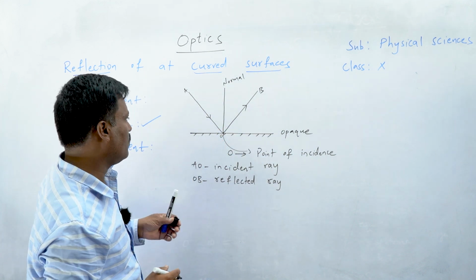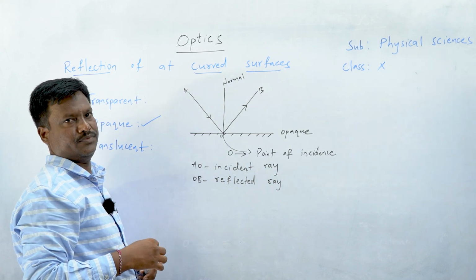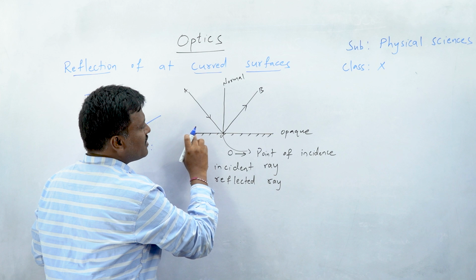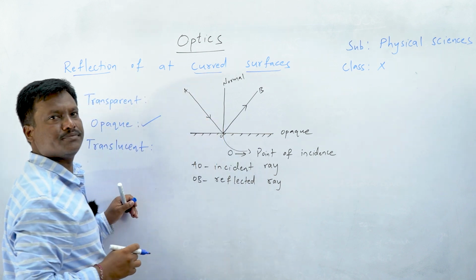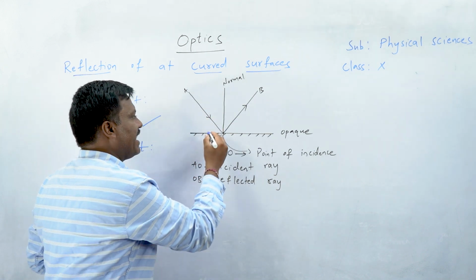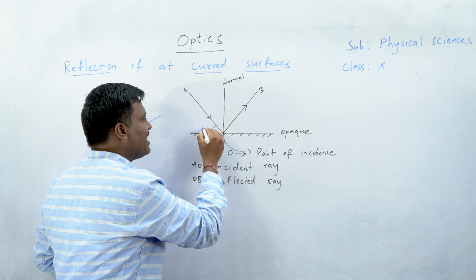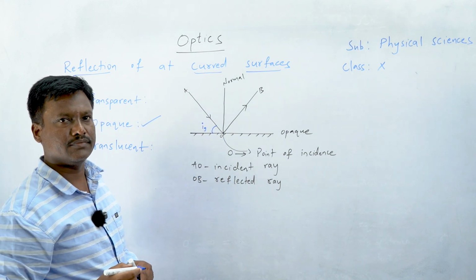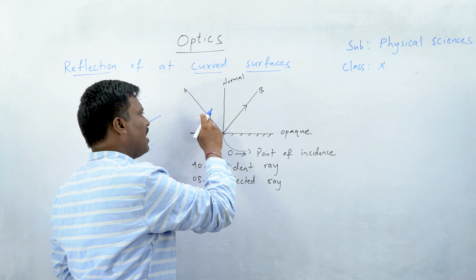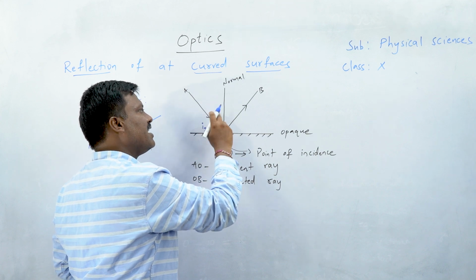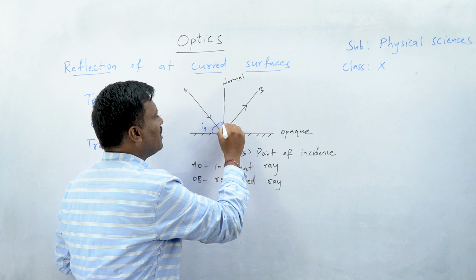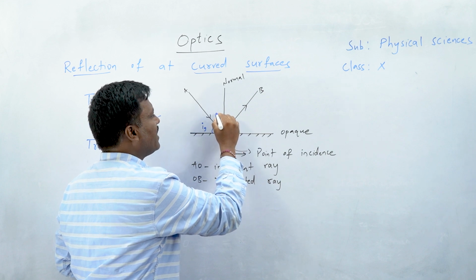Okay, so then we get some angles. Here we have one angle between this surface and the incident ray. This angle is called the glancing angle of incidence. Here we have the angle between the incident ray and the normal. This angle is called the angle of incidence.